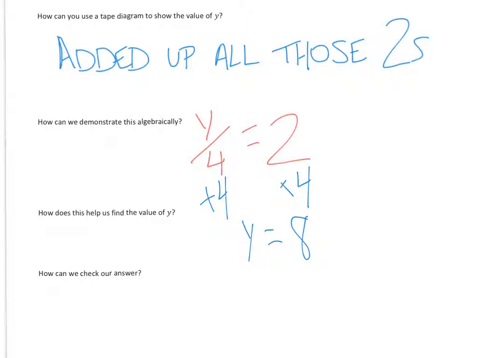Now how can we check our answer? Divide that 8 back by 4 and see if it gets to 2. See if we can get back to the place we started. So how do we check? We check with division.